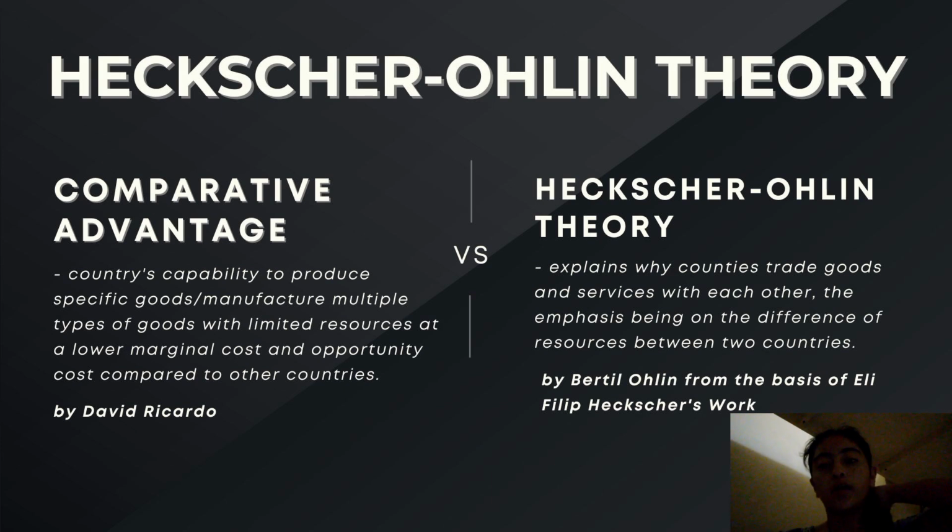So, Heckscher-Ohlin theory explains why countries trade goods, and the reason why countries trade goods is because of comparative advantage. Each country has different capabilities. That's why they have strengths and they also have weaknesses. That's why they need to trade with other countries.